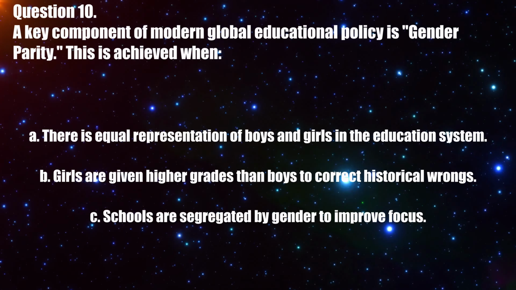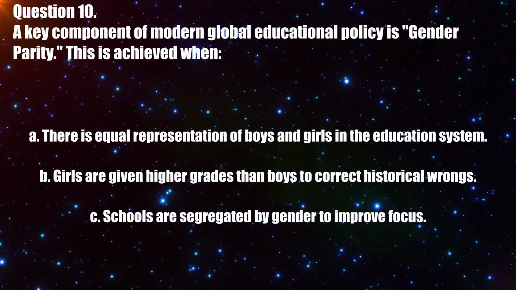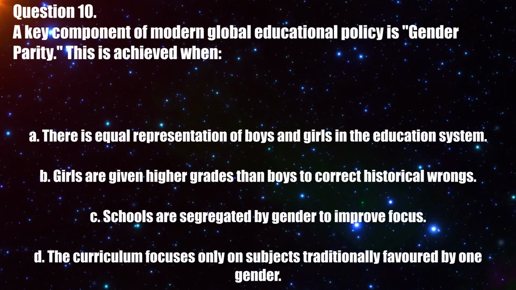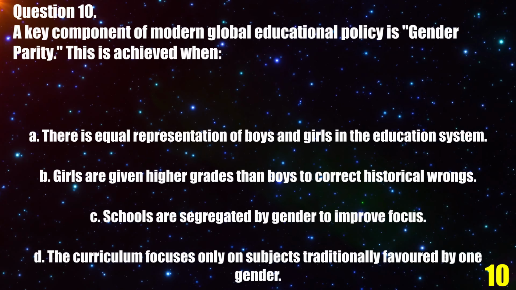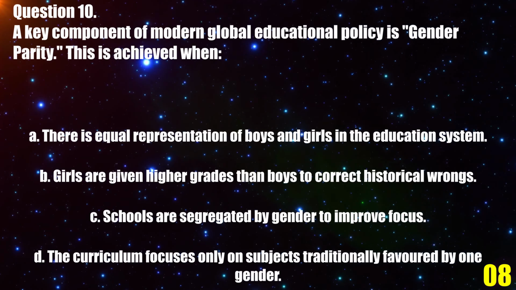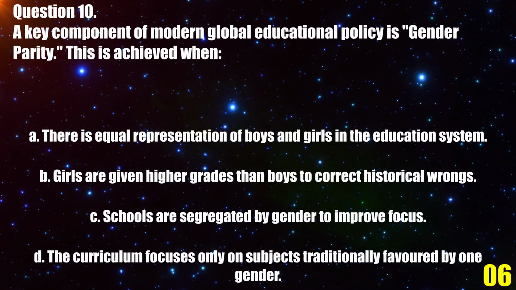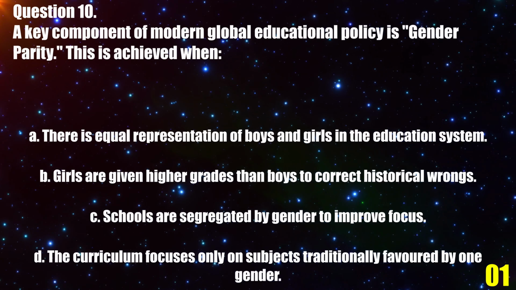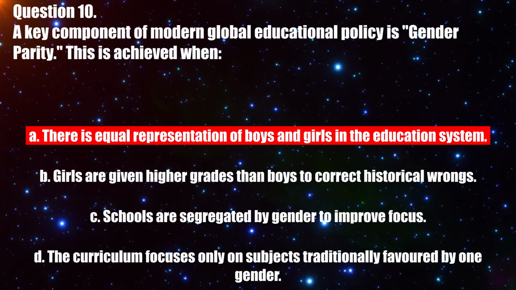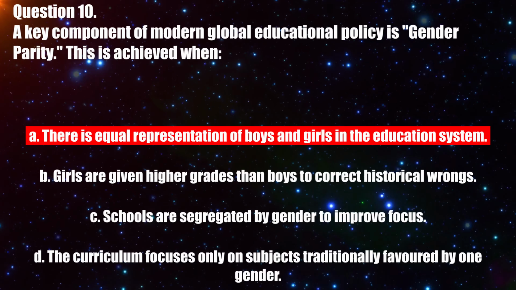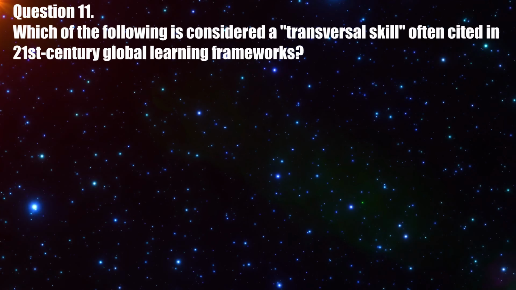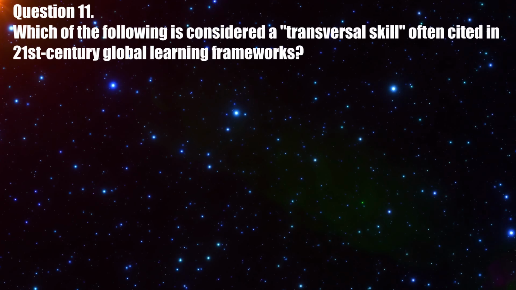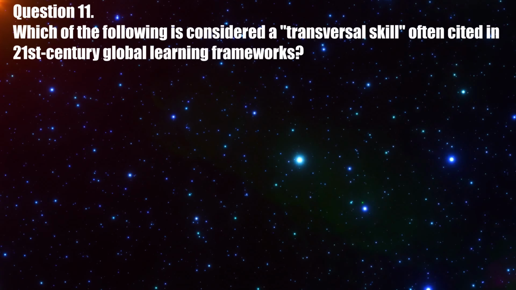C. schools are segregated by gender to improve focus. D. the curriculum focuses only on subjects traditionally favored by one gender. The correct answer is A. Question 11. Which of the following is considered a transversal skill often cited in 21st century global learning frameworks?